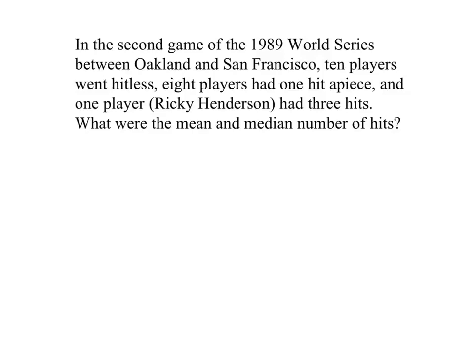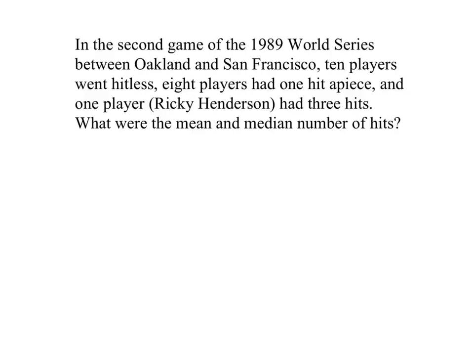In this video, we're going to start talking about bivariate data and talking about plotting and some relationships between variables. First of all, just an opening problem. In the second game of the 1989 World Series between Oakland and San Francisco, 10 players went hitless. 8 players had 1 hit apiece, and 1 player had 3 hits. What were the mean and median?